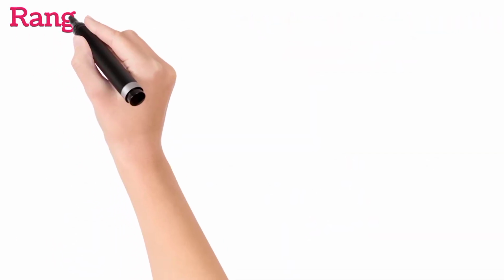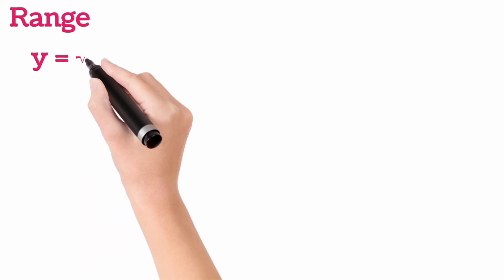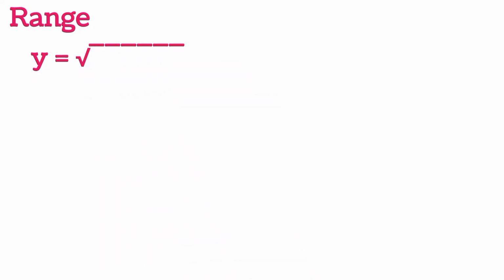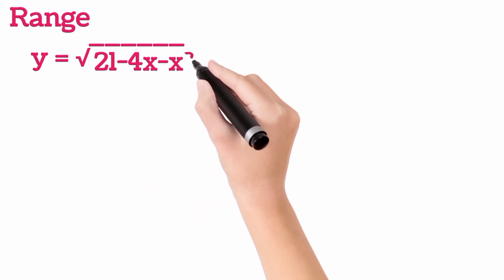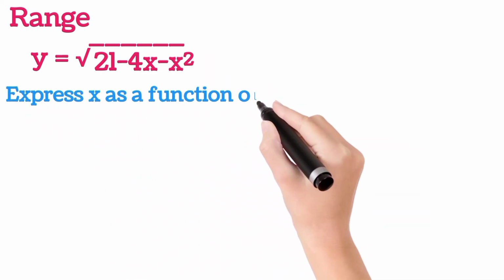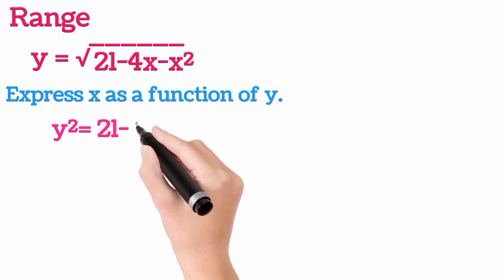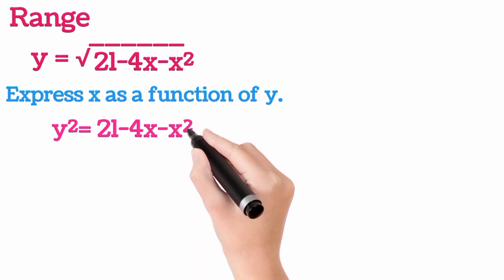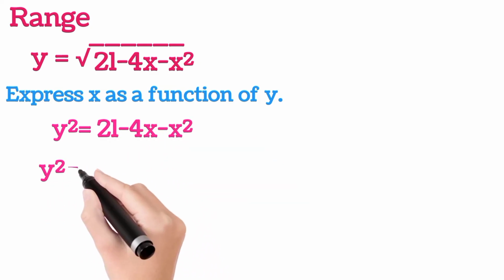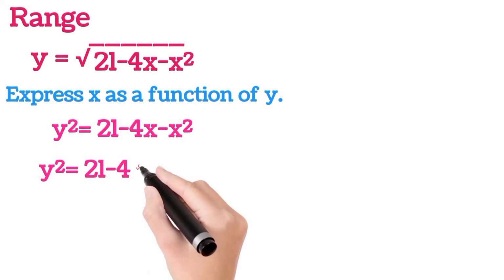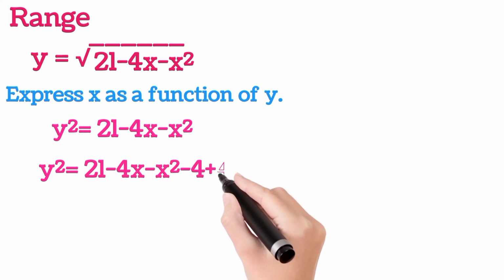Now for the range of the function, let us write the equation again. y is equal to square root of 21 minus 4x minus x square. Now we will express x as a function of y, so we will square on both sides. So y square is equal to 21 minus 4x minus x square. Now we will add plus 4 and subtract 4 in this equation.